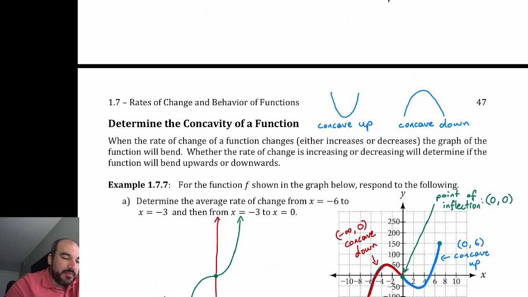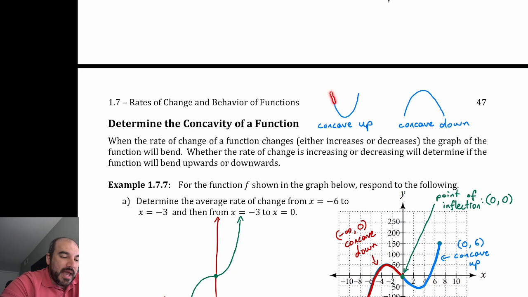The picture I drew up here, sorry, I should probably clarify. The picture I drew up here essentially has 4 parts to it, right? So concave up doesn't mean the graph has to turn. That's not what that means.